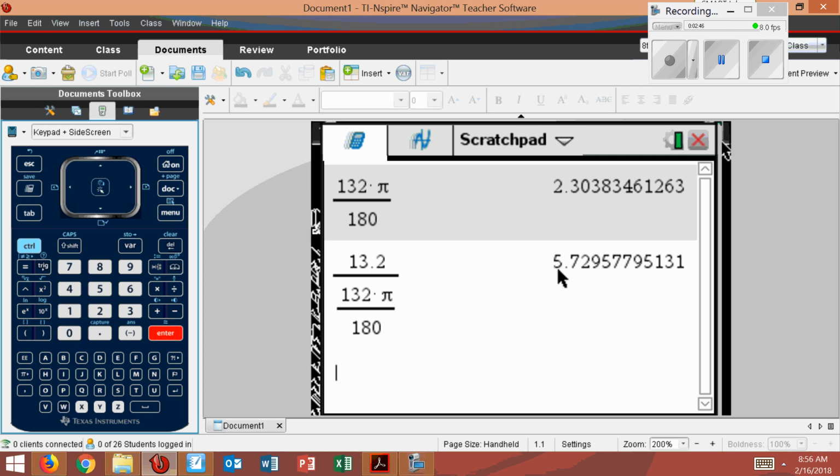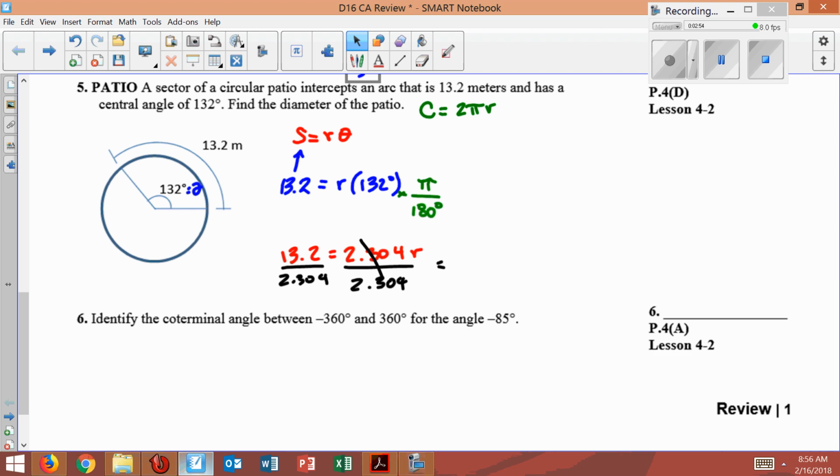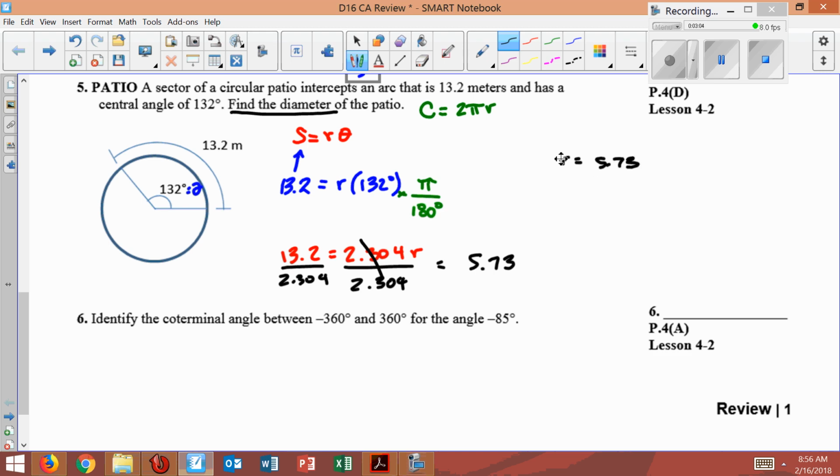We'll say it's 5.9, and I'm going to round here to the nearest hundredth this time, 5.73. So our radius is 5.73. Now, if that's my radius, it says find the diameter. So if the radius equals 5.73, my diameter would equal 5.73 times 2.